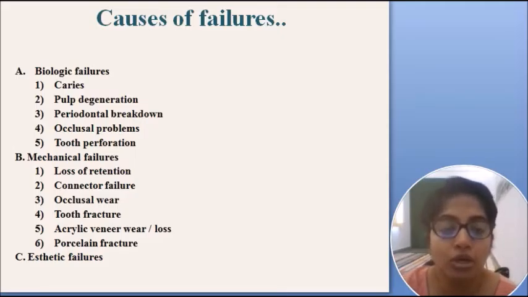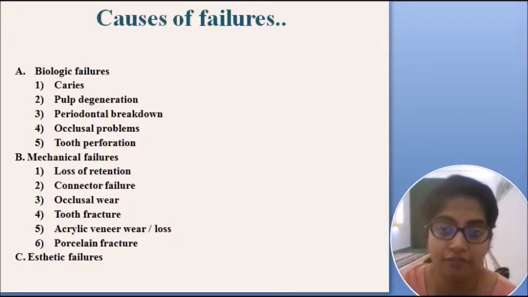Now let us come to understand why this kind of failure occurs. What are the causes of failures? Failures can be of three types, as we have seen already in the success also, that there are three factors affecting the success: biological, mechanical and aesthetics. Likewise, there are three factors which are responsible for the failures: biologic, mechanical and aesthetics.